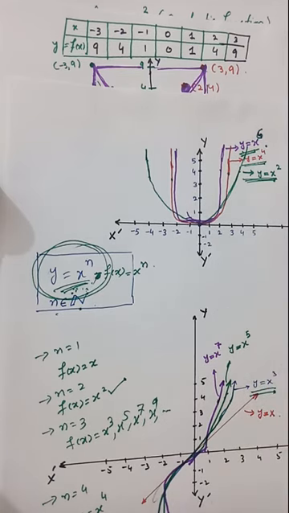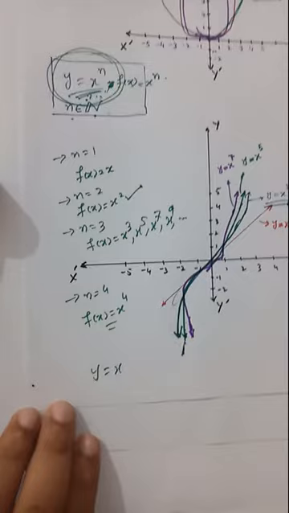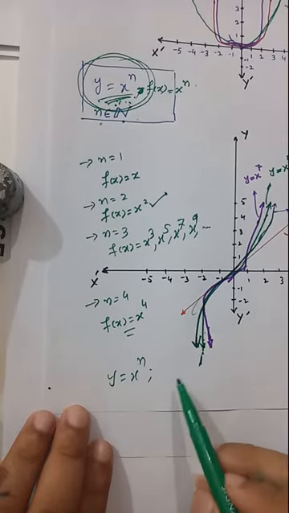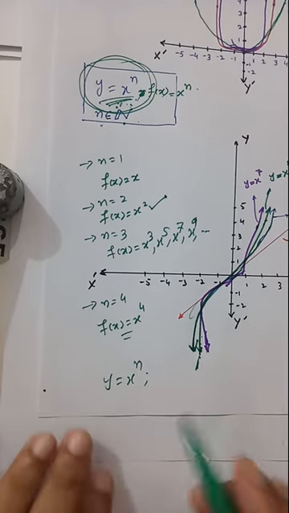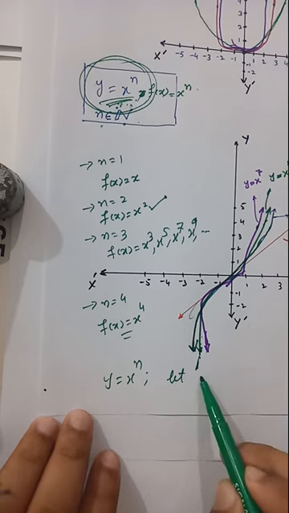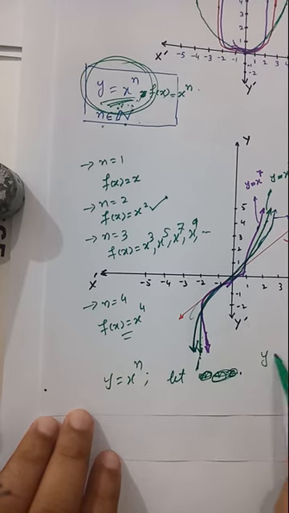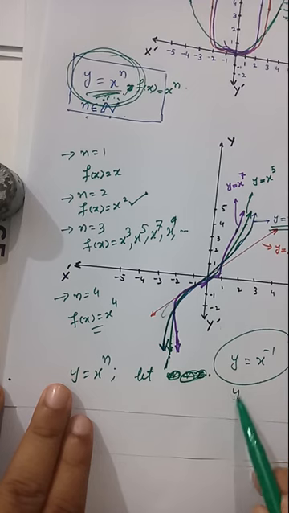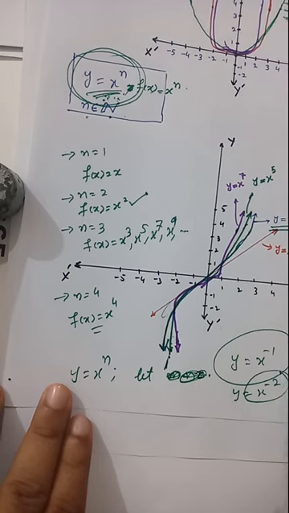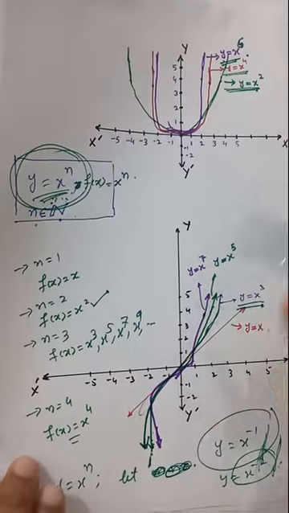In the next video lecture we will discuss the graph of y = x^n, but in this case, let's say n is negative, that is, n belongs to the negative numbers. It is also y = x^-1, so what will be the graph of this? y = x^-2, so what will be the graph of this? That will be discussed in the next video lecture. But for the graphs you must remember the shape.